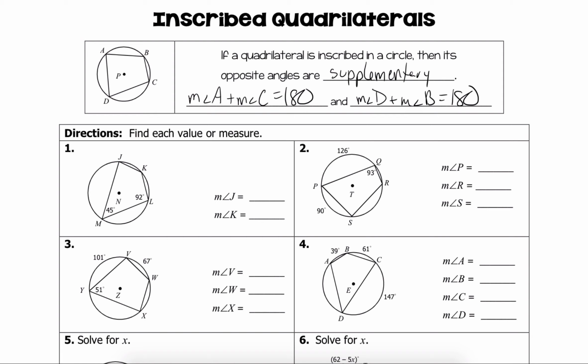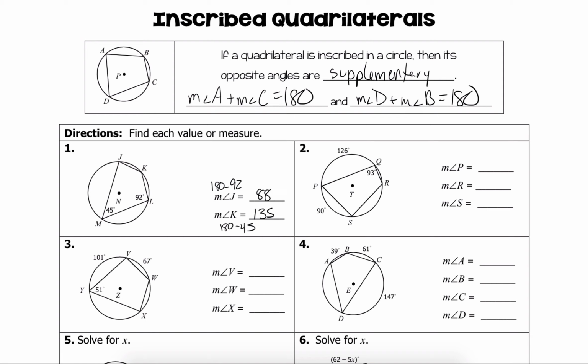Here, I know that K and M are going to add up to 180. So if I want to find K, I'm going to take 180 minus 45. That's going to be 135. And if I want to find J, J and L are opposite, so they add up to 180. So to find J, I'm just going to take 180 minus 92, and that's 88.